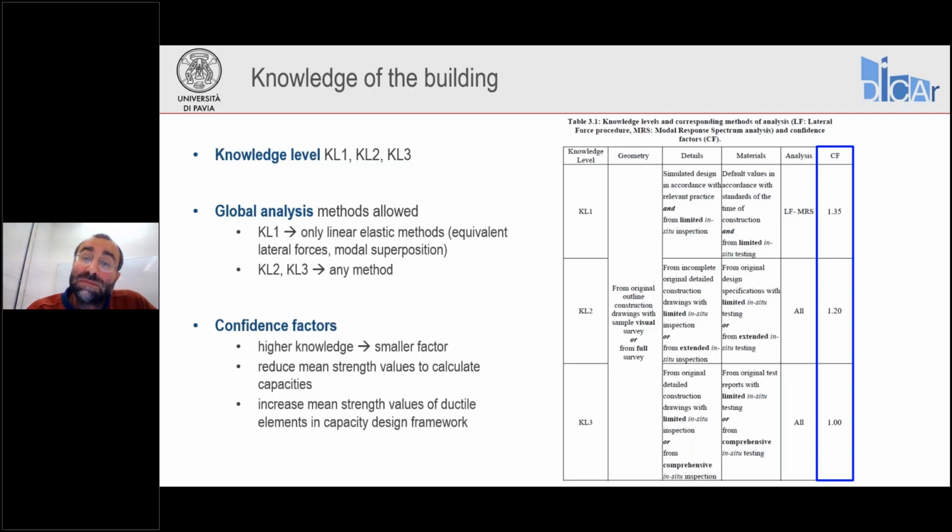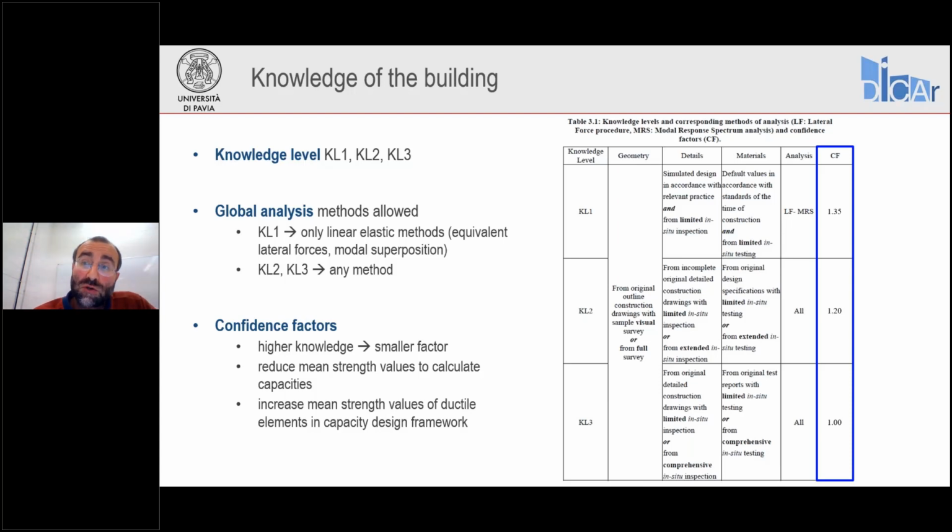Also, from this table, depending on the knowledge level, we can get the so-called confidence factors, CF. These factors are usually applied to material properties. When we calculate strength of the members in terms of their capacity, we use these factors to reduce the average values of the material properties. And you can see that these confidence factors decrease from 1.35 to 1.0 as the knowledge level increases.